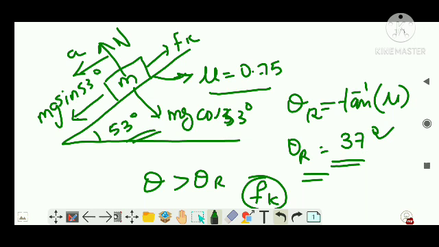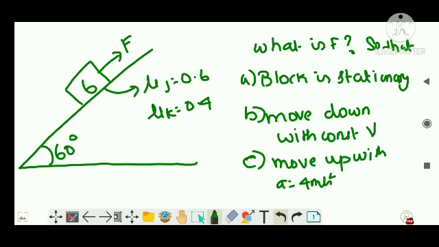I have written the question first itself because it's difficult to do it in different parts. So suppose this is a 6 kilogram block on a rough inclined plane like this, and you are given the coefficients of static friction and kinetic friction as 0.6 and 0.4, and you are applying a force in the upward direction. You are asked what is the force? For each and every question you have to do it. First, we'll do the first one.